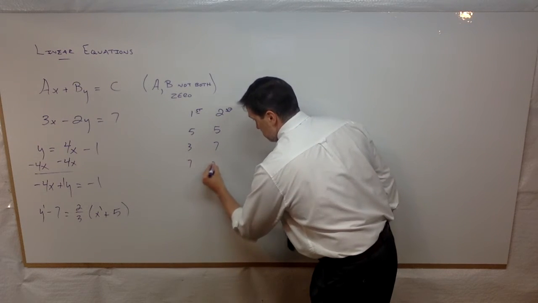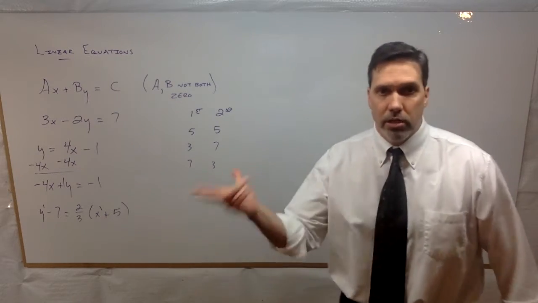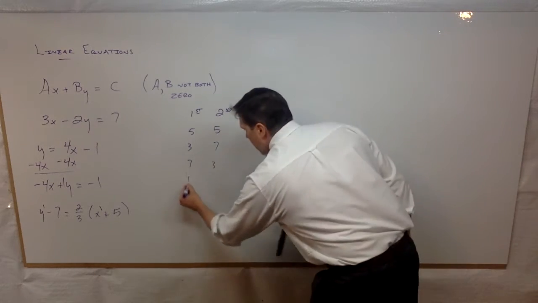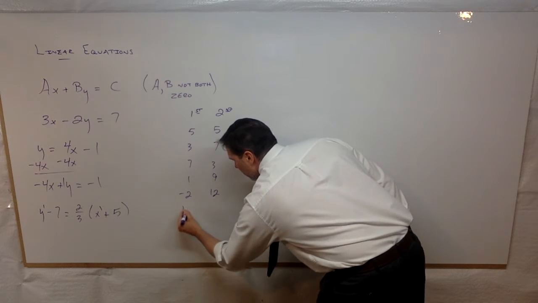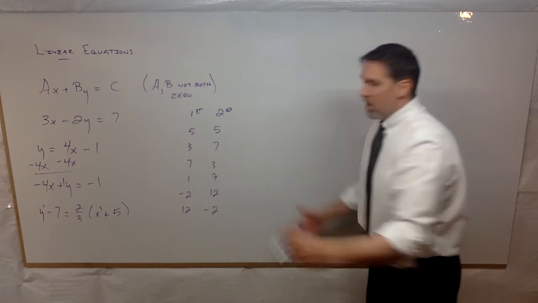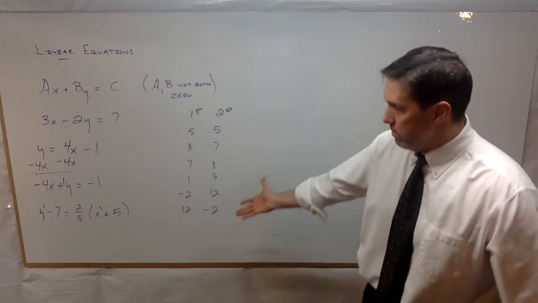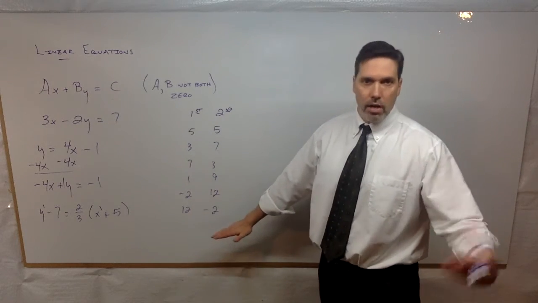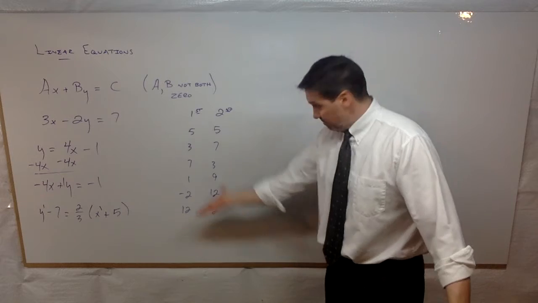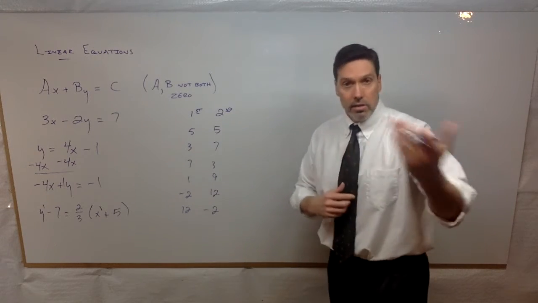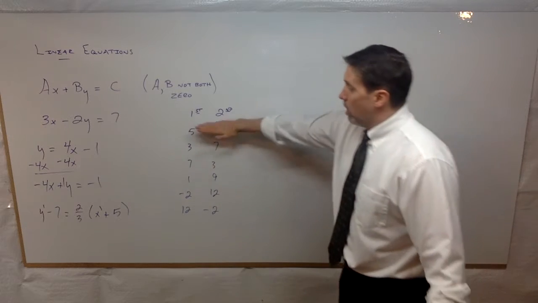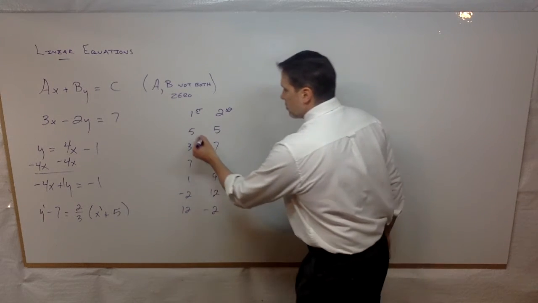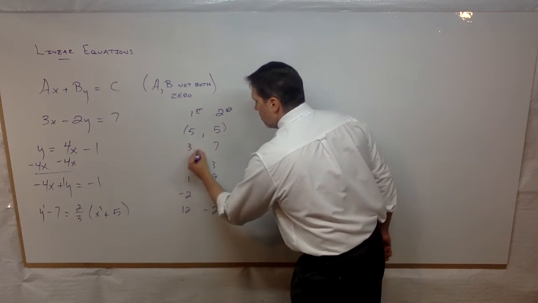And why not say 7 and 3? Just reverse it. You could say 1 and 9. You could say negative 2 and 12. Or 12 and negative 2. And the list is endless. I mean, you can get real crazy here. Two numbers that add up to be 10. You could go on all day. As long as someone picks the first number, I can easily figure out the second number. Well, what if we think of these as ordered pairs?